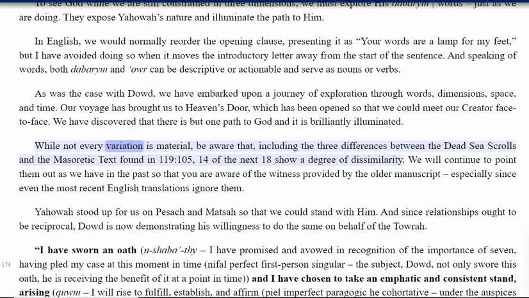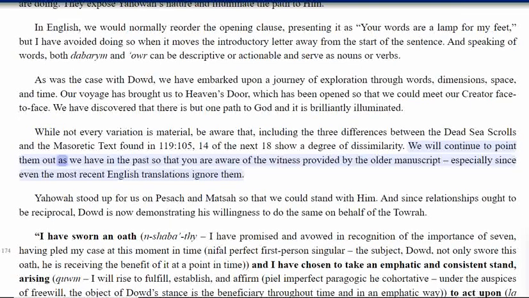While not every variation is material, be aware that, including the 3 differences between the Dead Sea Scrolls and the Masoretic text found in 119 to 105, 14 of the next 18 show a degree of dissimilarity. We will continue to point them out as we have in the past so that you are aware of the witness provided by the older manuscript, especially since even the most recent English translations ignore them.